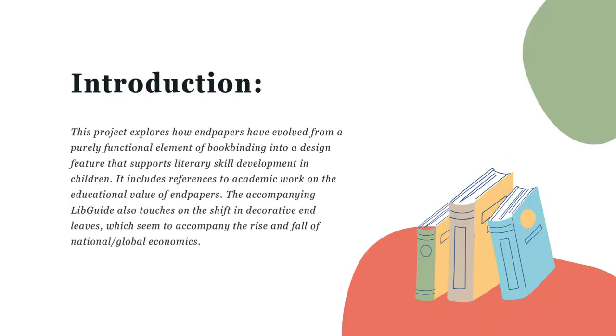The introduction section gives a brief overview of what the aim of this project is, a summary of the content you will find within the LibGuide, and the guiding curiosity behind it. As such, this project will be giving an overview of the transformation of end papers or end leaves in bookbinding, from a functional piece of book construction to a design space which can be applied in literary skill development and discussion for children. There is some academic writing on the latter topic, which will be noted in the supplemental material section of the LibGuide. I will also briefly touch upon the shifting popularity in decorative end leaves and the parallel rise and fall of national or global economics.